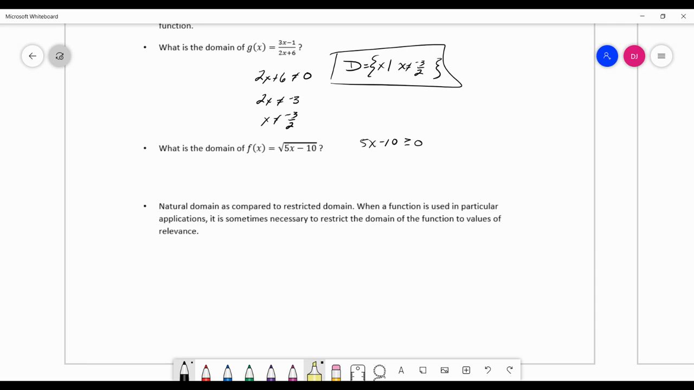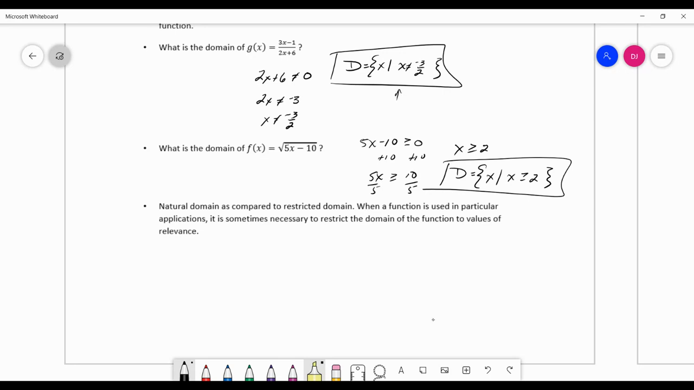So 5x minus 10 has got to be greater than or equal to 0. So I'm going to add 10. So 5x is greater than or equal to 10. Divide both sides by 5. And x has got to be greater than or equal to 2. So my domain is the set of all x values such that, or as long as, x is greater than or equal to 2. So there's my domain. Okay, so we have our two major domain allergies where we cannot get a 0 in the denominator, we cannot have a negative under the radical.